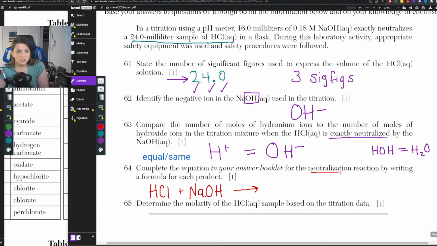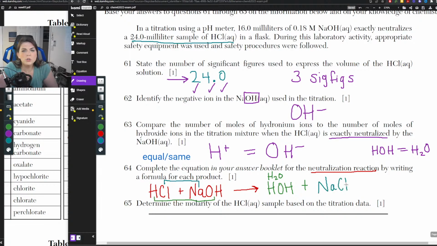This is a neutralization reaction, so we should know that we're getting some type of ionic salt and we're getting water. It's a double replacement reaction, so we're going to take this H and pair it up with the OH, giving us HOH or H2O. Those are equivalent to each other, so they're correct. And then the salt, in this case, happens to be table salt, which is sodium chloride, NaCl. That really could go either way. You could put the NaCl first and the HOH second.